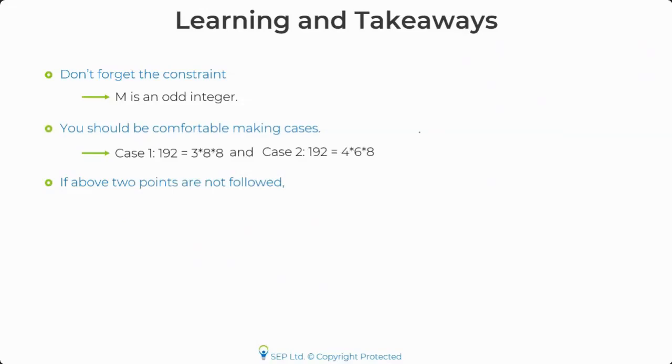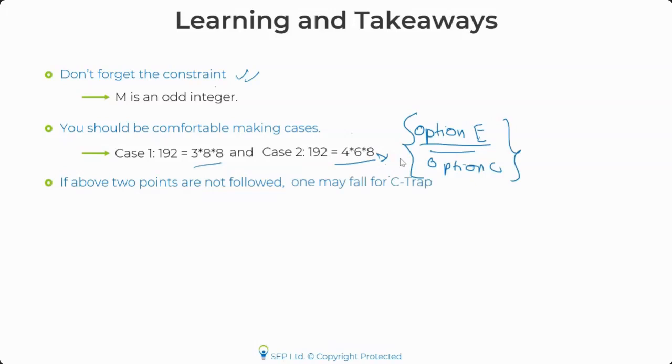If you forget the constraint, we may end up taking both the cases, and there's a high chance that we'll end up marking the answer as option E. Some of you may combine and end up saying the answer is option C. So I hope you understand that if you forget the constraint, or if you're not comfortable making cases, you may fall for a C or an E trap.